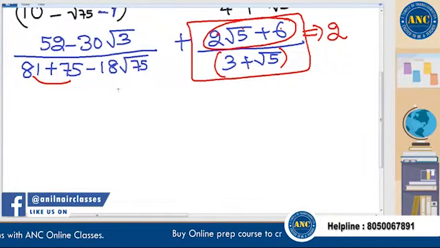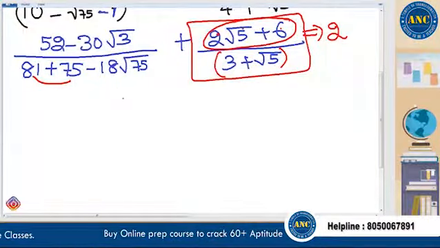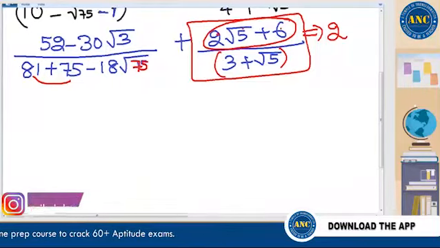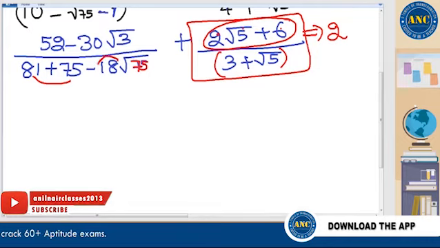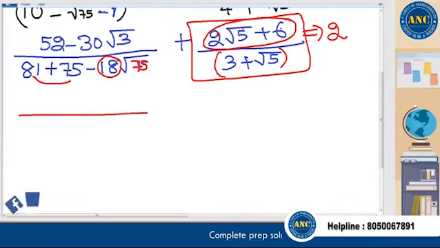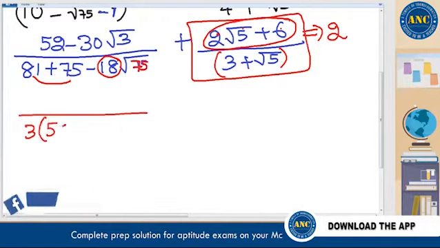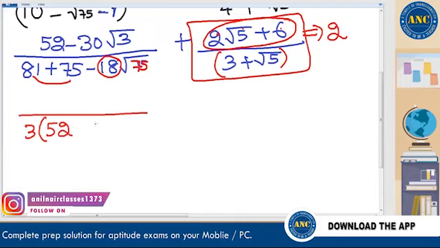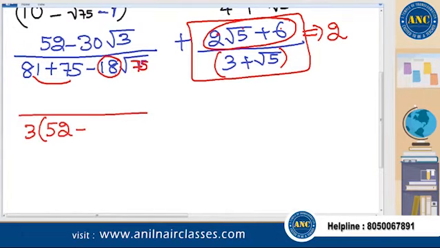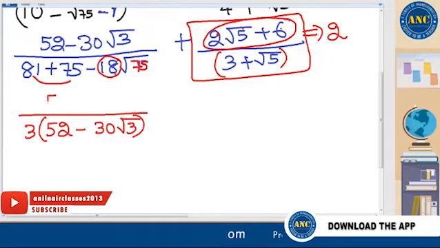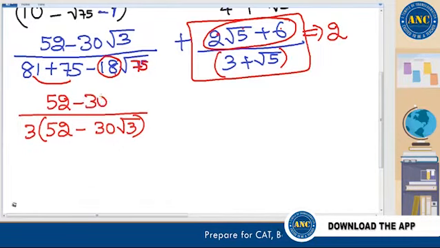This is 156 minus 18 into root 75, which is 25 into 3. 25 square root is 5. 18 into 5 is how much? 90. That means in that 156 and 90, if I take 3 common factor, I will be left with 52, because 3 into 52 is 156, and 90 is what I got. 30 root 3 will be remaining. Numerator also is 52 minus 30 root 3.